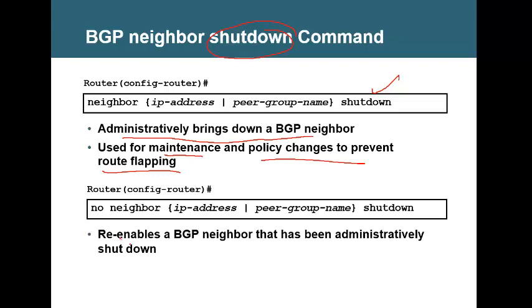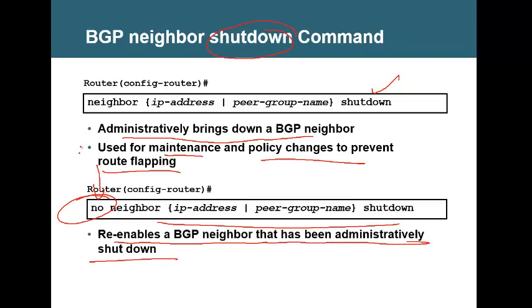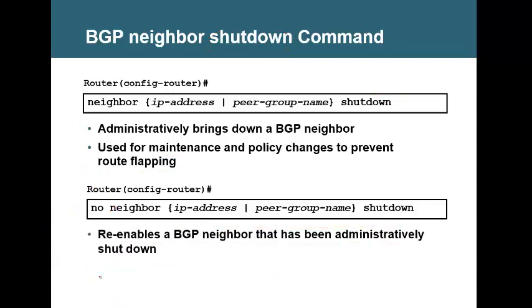No neighbor. So re-enable a BGP neighbor that has been administratively shut down by putting this no in front of this command. See, when do we use this shutdown command? I do not want to remove the neighbor. I just want to change some policies for the neighbor. So what I can do is shut down, do the changes, and then type no to unshut.